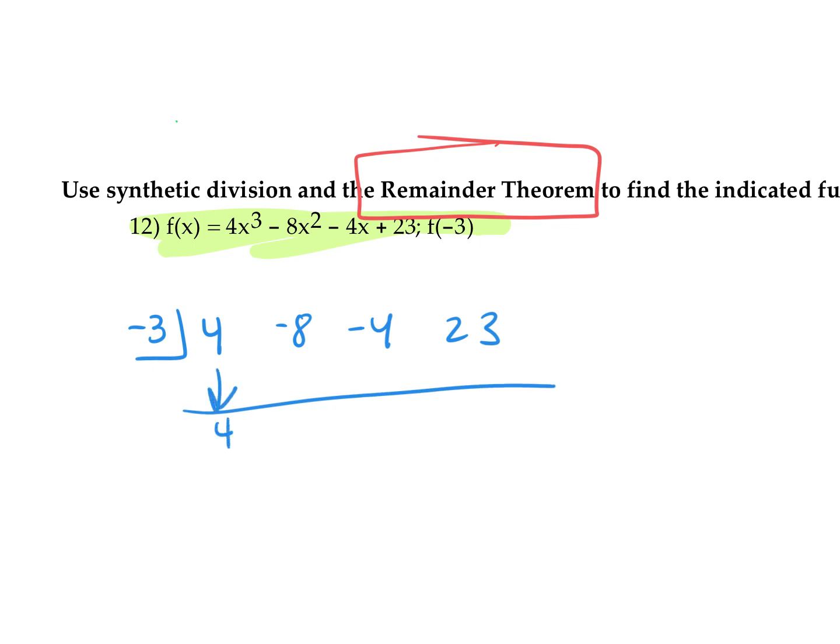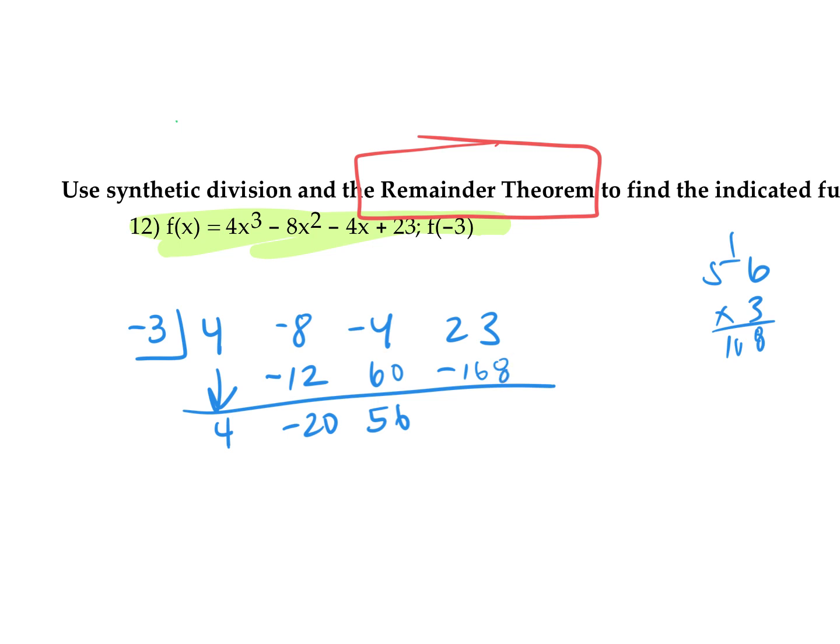Bringing down the 4. What's 4 times -3? -12. What's -8 and -12? -20. -20 times -3 is +60. What's -4 and 60? 56. Okay, now guys, you're going to have to multiply 56 times -3. Look, over here. 56 times 3. 18. Carry the 1. 15. I'll post this. -168, right?